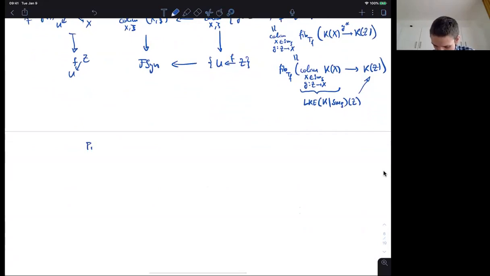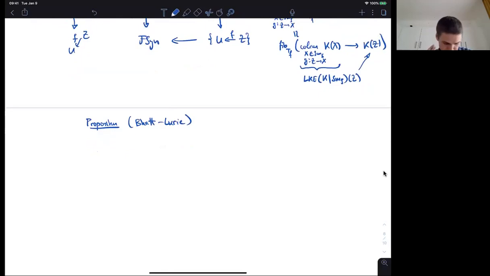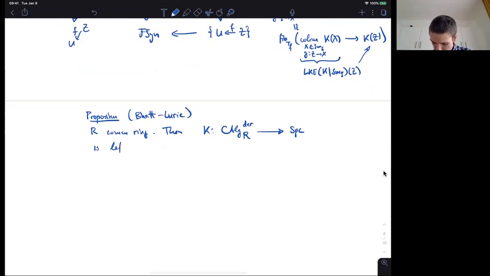Right, so the key result then is the following proposition about algebraic K theory, due to Bhatt and Lurie. If you have R, a commutative ring, and you look at the K theory functor on commutative R algebras, and in fact I can even include derived algebras or simplicial commutative rings, then this functor is left Kan extended from smooth algebras over R.